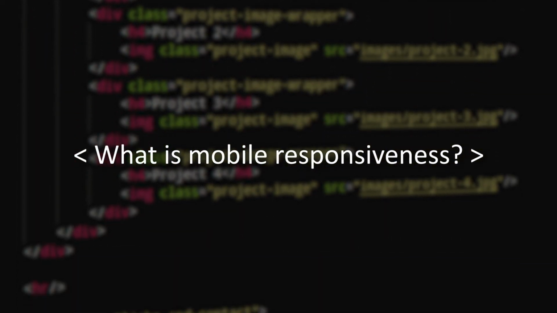Mobile responsiveness. What is it? It sounds like a very complicated word, but in reality, it just means making your web page displayable, pretty on mobile phones, tablets, televisions, desktops, any device possible. The way we do it is with media queries. So let's look at media queries in CSS.